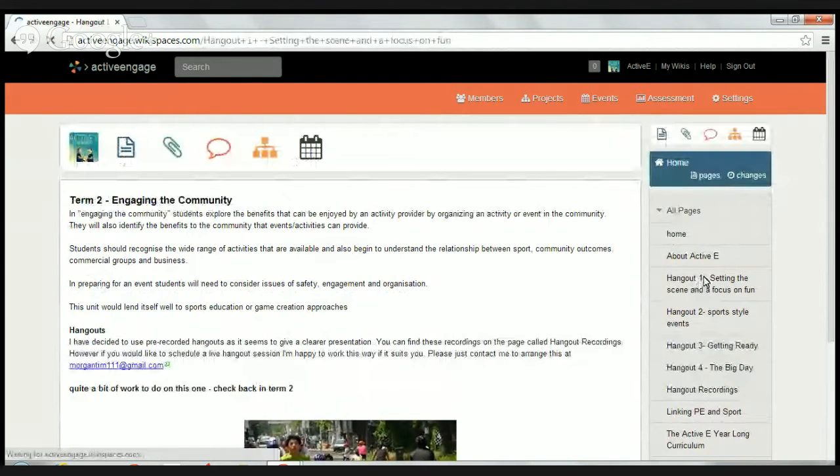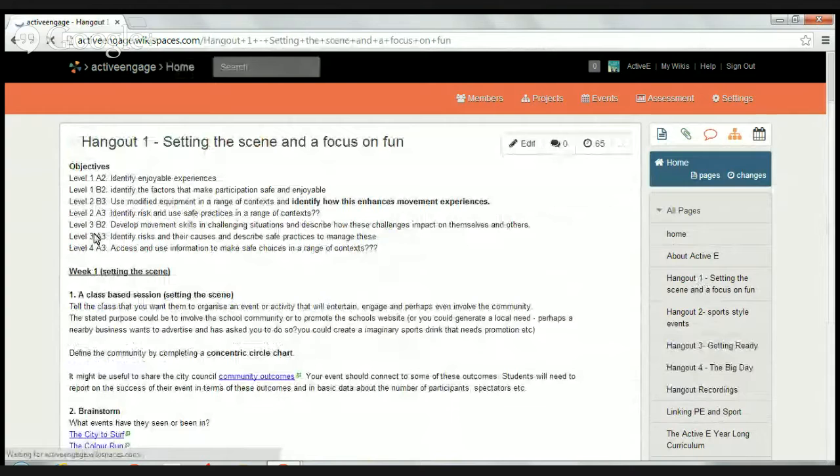Okay, Hangout 1's got a bunch of objectives. If we just look at level 3 and 4, most of you guys are operating around there. So level 3 looks at developing movement skills in challenging situations. So we're just going to get better at games, better at activities. But we're also going to describe how these challenges impact on themselves and others. So it's not just play the games, it's analyse them a little bit in terms of was there any value from being involved, who benefited, that sort of thing.